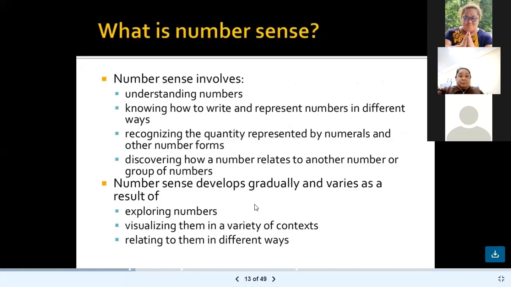Number sense involves understanding numbers. Kapag alam niya daw po yung numbers, ma'am, kapag naiintindihan niya yung mga numbers, alam niya po kung paano sumulat at paano i-represent yung numbers sa iba't ibang paraan.